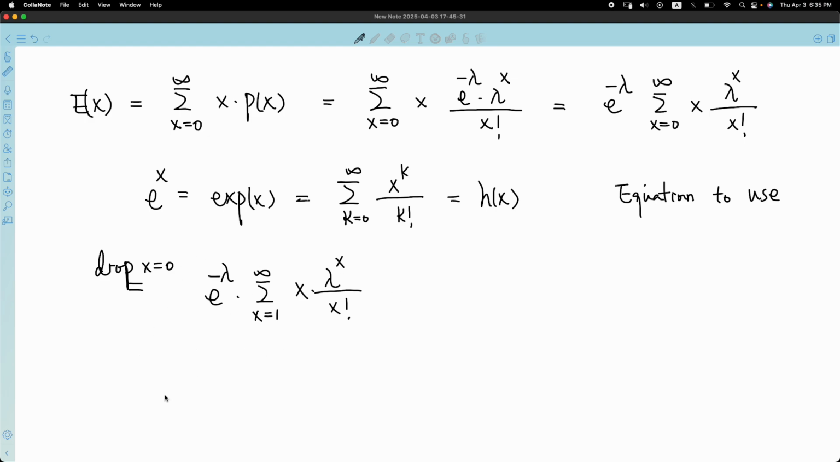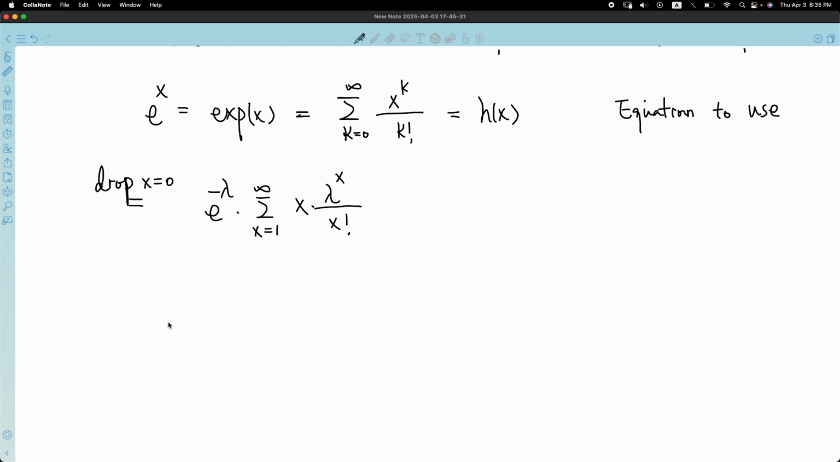Okay, so maybe I write it on the second line here. Maybe it's not that obvious, but let's do some more manipulation on the terms. E of lambda, that's the constant part. So right now I'm going to write x equal to, starting from 1 to infinity. Okay, so here we have an x. The denominator is x factorial, so I'm going to write x minus 1 factorial.